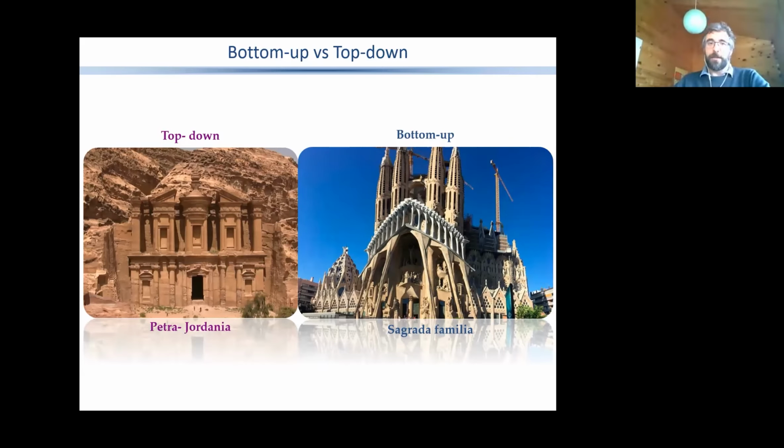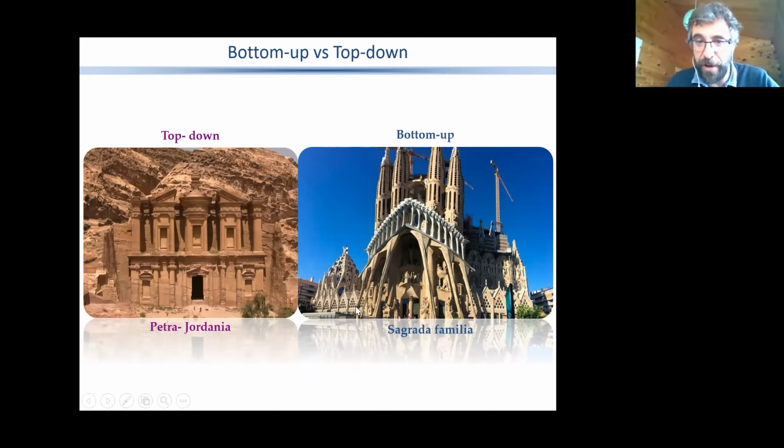Okay, so this is the work between top-down and bottom-up, and I think these are easy examples of the two. You can build a church with the top-down approach, as they did in Petra, and you can have very nice churches, but of course you are limited in precision. You have also another limit: the material that you will have is the material that you had in the mountain. You cannot change the material.